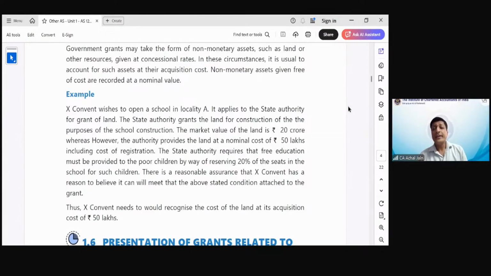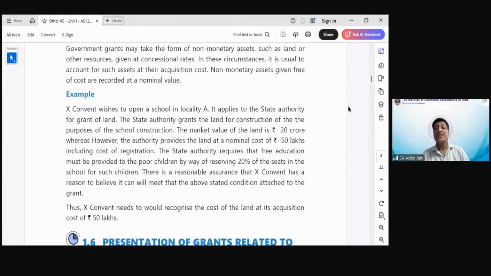State authority requires free education. Now there is a condition. Okay, please remember, every time there is a grant, there will always be a condition. Okay, so now what is the condition? State authority requires free education must be provided to the poor children by way of reserving 20% of the seats in the school for such children.